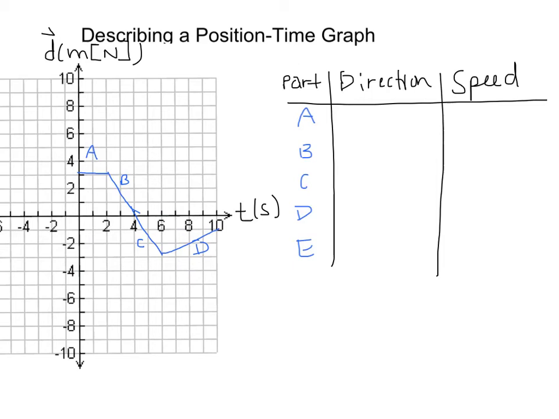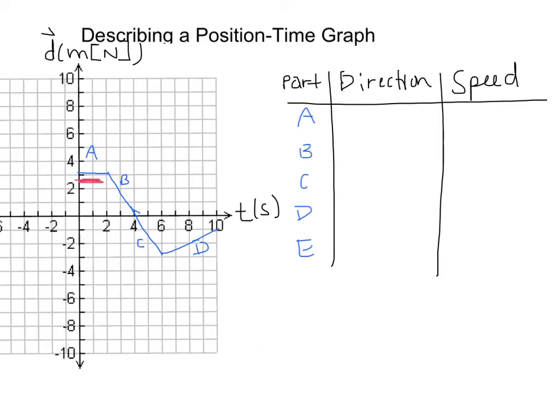So here we'll start with part A. You'll see part A runs from 0 seconds at 3 meters and stays at 3 meters north specifically until 2 seconds, right? We've got this straight part of the graph here. Okay, and we want to be able to describe that straight part of the graph.